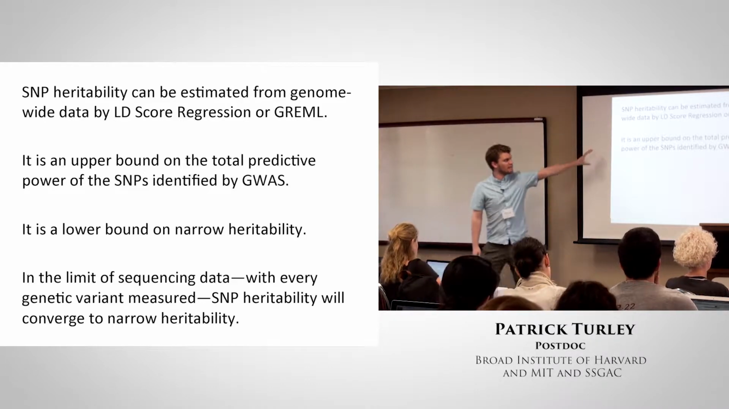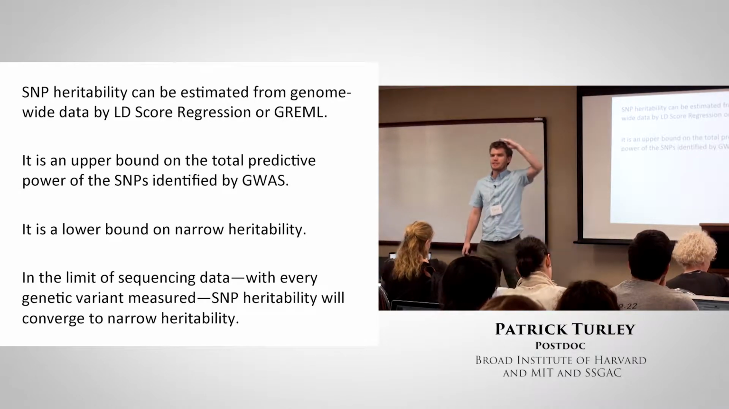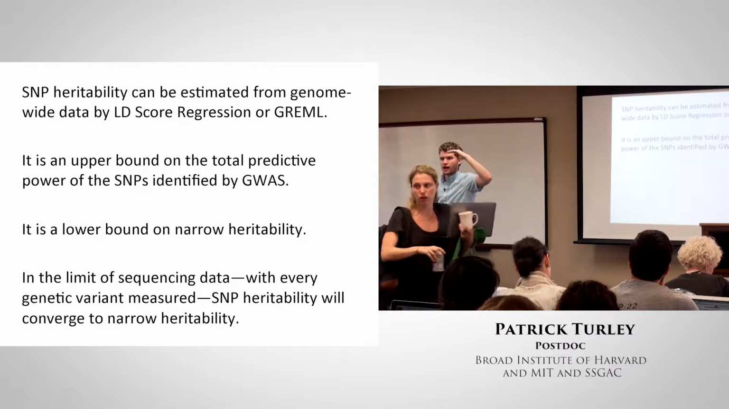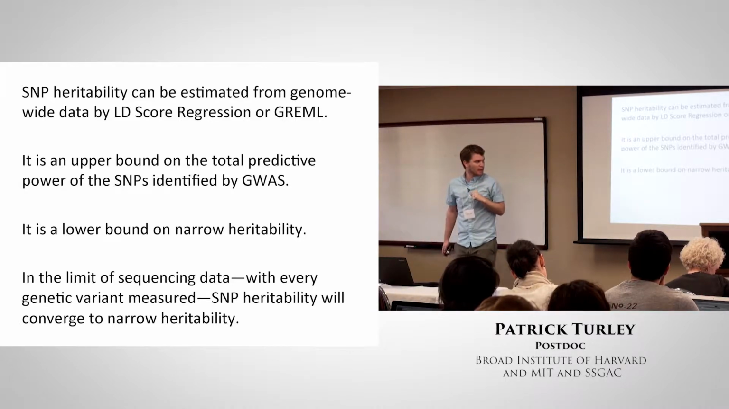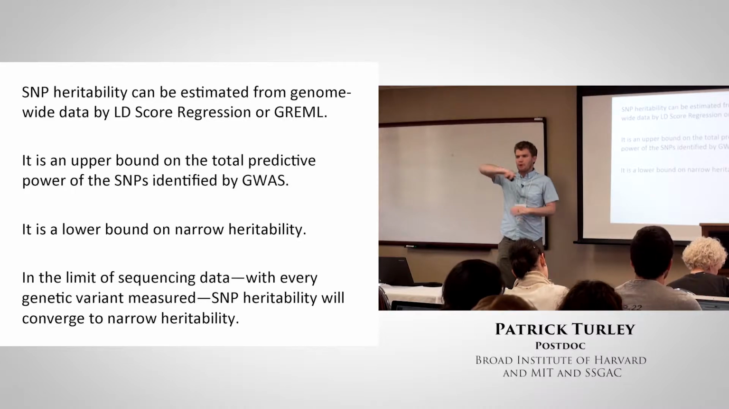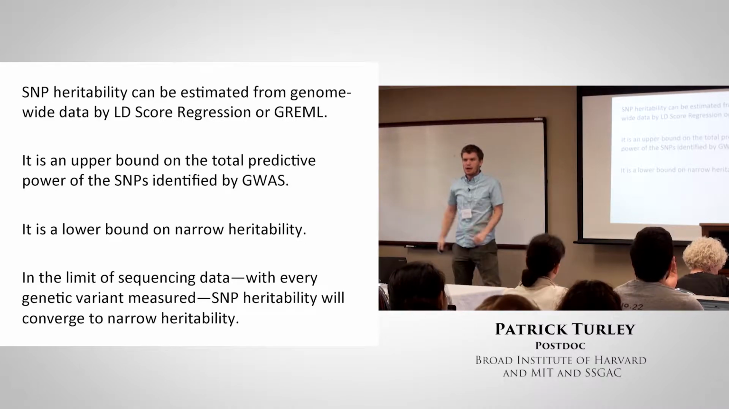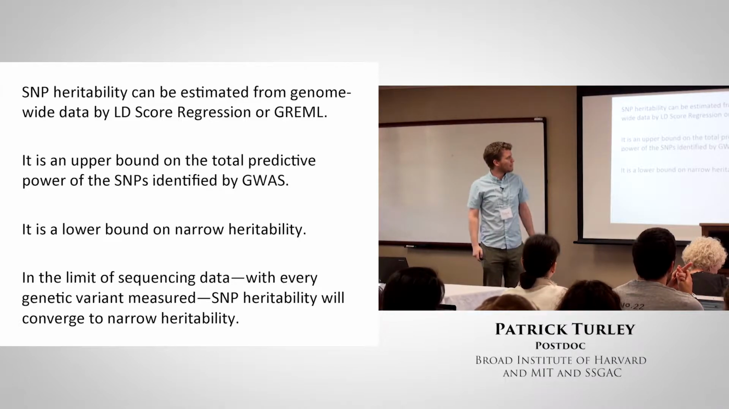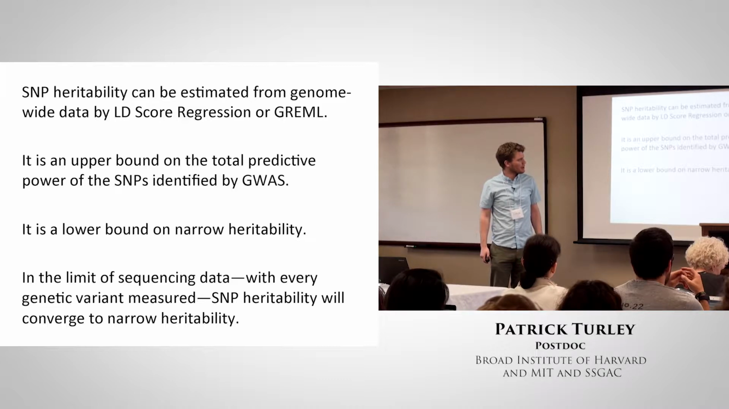When we have the SNP heritability, we're going to go into more detail here, but we can think of it as an upper bound of how much our polygenic scores are ultimately going to explain. And it's going to be a lower bound on the narrow sense heritability. So this is just the claim again. It's going to be a lower bound on what we could get out of all SNPs if we genotyped everything. But when we make our polygenic scores, it's an upper bound on the total predictive power of the SNPs identified by the GWAS.